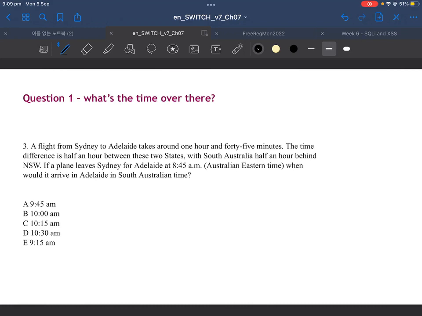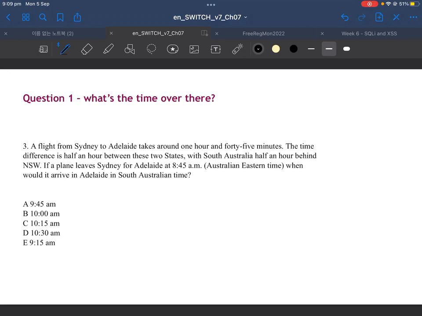Next, we have question 3. A flight from Sydney to Adelaide takes around 1 hour and 45 minutes. The time difference is half an hour between these two states, with South Australia half an hour behind New South Wales. If a plane leaves Sydney for Adelaide at 8:45 a.m., when would it arrive in Adelaide in South Australian time?